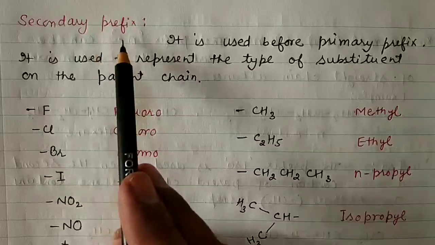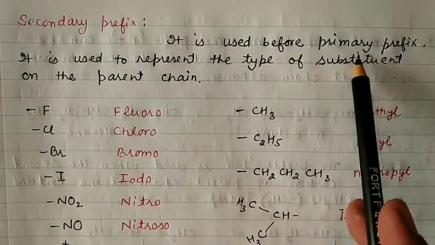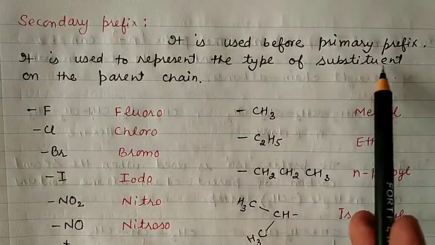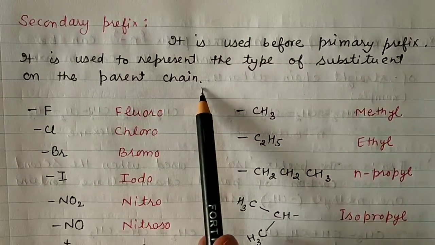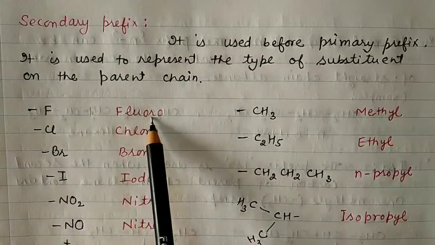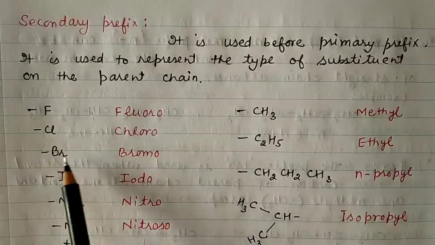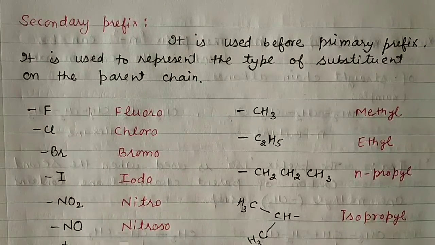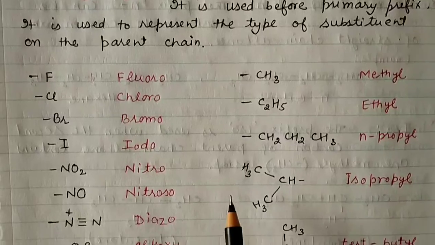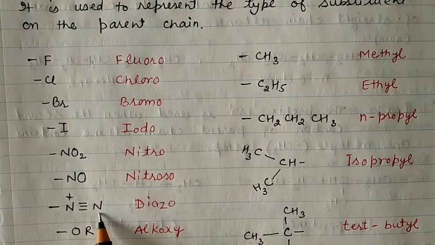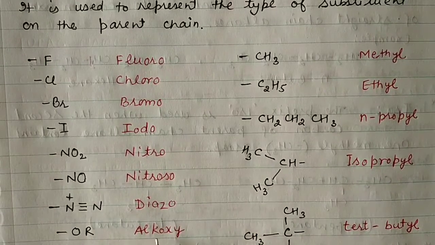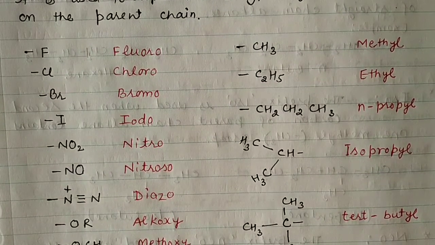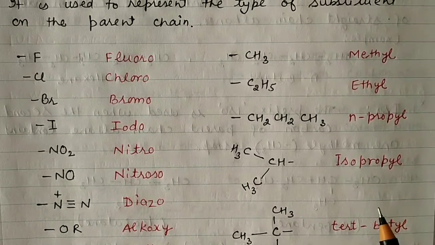Next, moving to the secondary prefix. It is used before the primary prefix. It is used to represent the type of substituent on the parent chain. Like for F, fluoro. For Cl, chloro. For Br, bromo. For I, iodo. NO2, nitro. NO, nitroso. For N triple bond N, diazo. For OR, alkoxy. For OCH3, methoxy. For OC2H5, ethoxy. So these are the secondary prefixes.